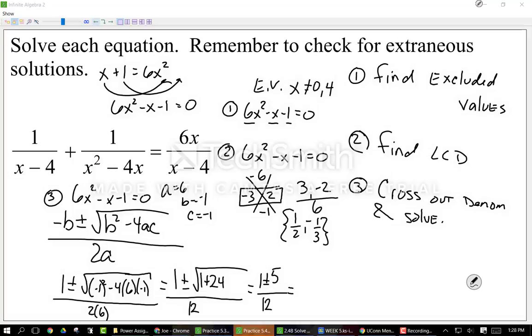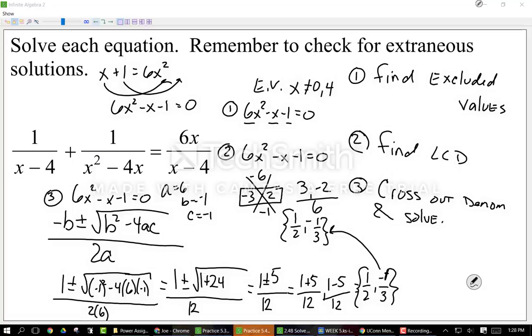So now I can break this up. 1 plus 5 over 12, and 1 minus 5 over 12. 1 plus 5 is 6 over 12, which is 1/2. And 1 minus 5 is negative 4. Negative 4 over 12 is negative 1/3. And those are the same answers that I got from up here. So they do work, right?